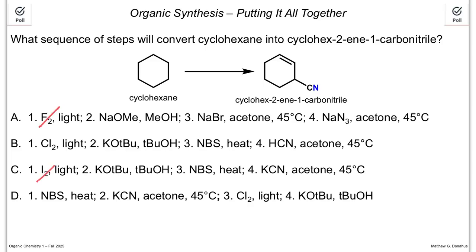So if you look at cyclohexane, it's a hydrocarbon. You only have CC and CH bonds. So you have to do a radical halogenation. And only chlorine and bromine are good for that. Fluorine is too much, iodine's not enough. So that really eliminates those two. You can't even get past step one.